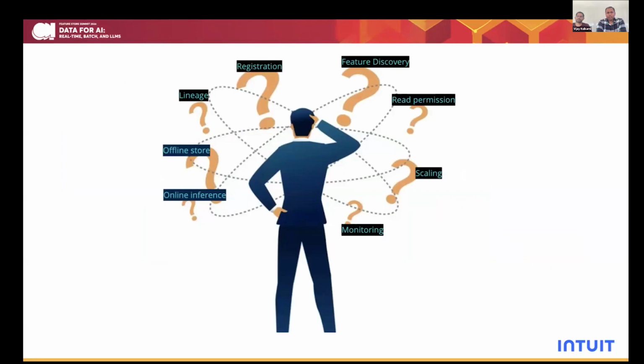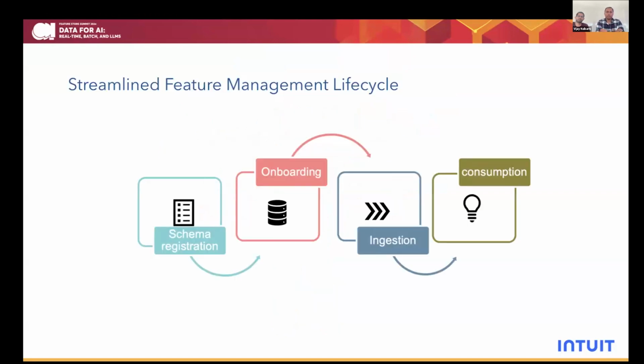As you can see, feature engineering itself is a complex workflow, but on top of that, the user needs to think about a lot of other things, like registering the schema properties, discovering existing features that they could reuse, figuring out the read and write permissions for a feature, and how to scale and monitor their feature engineering pipelines. This would take a lot of time for our users in the development flow. And this is where we try to streamline our feature management lifecycle.